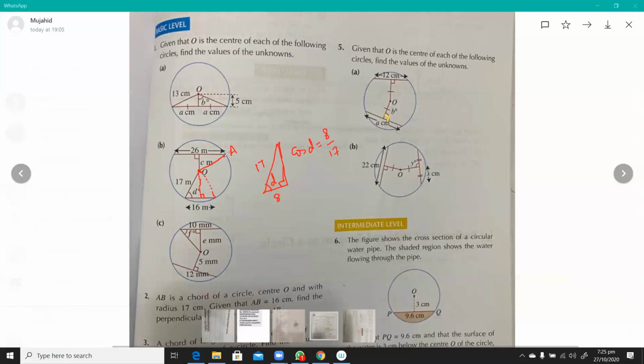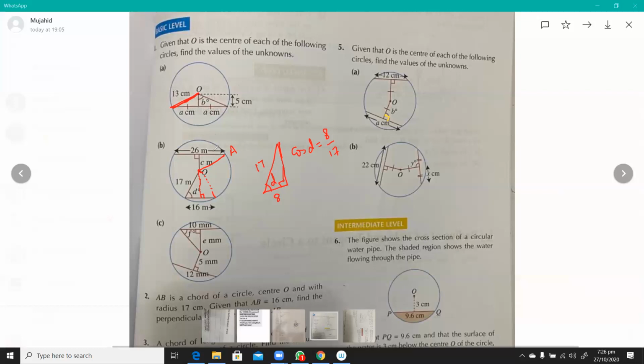How much is this length OA? Yes, Malaika? What is this length OA looking like for this whole circle? What is this 13 over here for the whole circle? What do we call this 13 of the circle? This 13 is the dash of the circle. So what would you say?